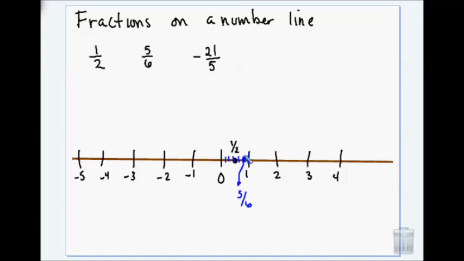Did you see that? I put 5 lines in between that breaks it into 6 pieces. Negative 21/5, it's easier if I convert it to a mixed number first to graph it. So 5 goes into 21 4 times with 1 left over, and it's negative. So if I do 1, 2, 3, oops, those are too far apart. 1, 2, 3, 4, 5, so those are my fifths. So I'm at negative 4 and 1/5.